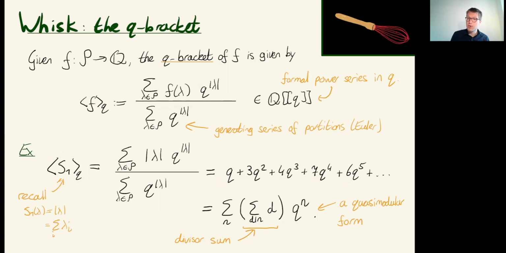If you are a number theorist, you will directly recognize this is the divisor sum, which is being taken here as coefficients. So we are adding all divisors of the integer, which is the exponent of q. And in fact, this generating series is the first example of a quasi-modular form we will be seeing today. So now we already see that if we start with the function S1, the final result will be a quasi-modular form, and we have entered the realm of number theory.